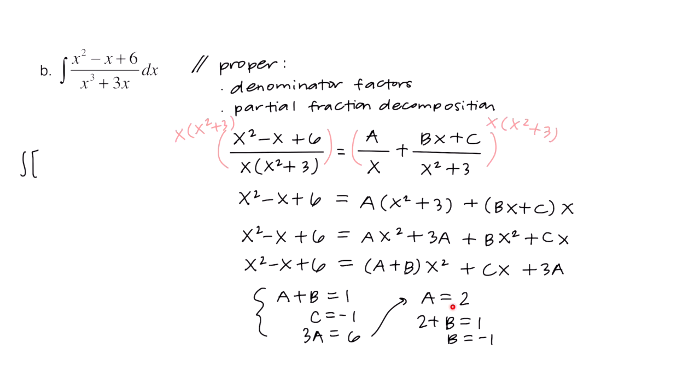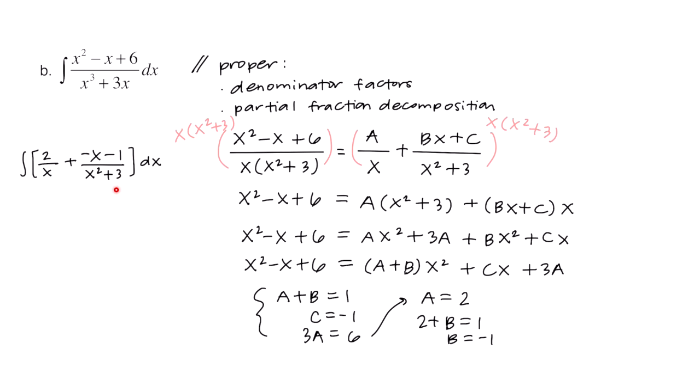So again, a is 2, so we're going to plug that in here, so we get 2 over x. b is negative 1, and c is negative 1. So we're going to plug them in right here and put it over x squared plus 3. Looking at this integral now, we can integrate 2 over x. You would drop the 2 down, and then the integral of 1 over x is ln absolute value of x.